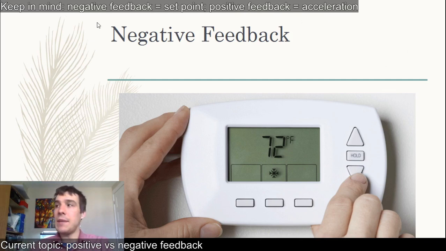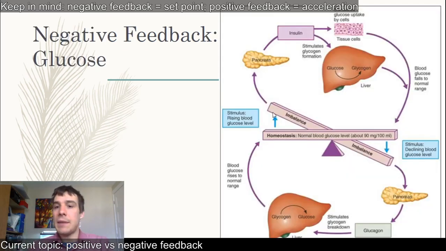But yeah, most of the time it's negative feedback. We want to stay around a set point. Here's how a negative feedback loop works. It typically looks like a figure 8 because we want to be able to pull it back up if it's low and push it back down when it's high.